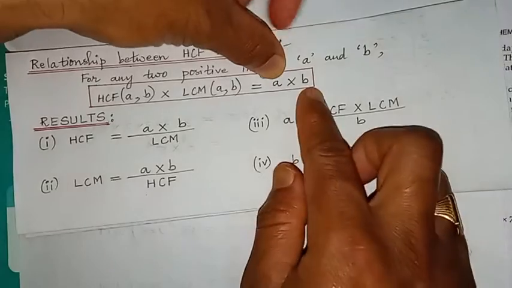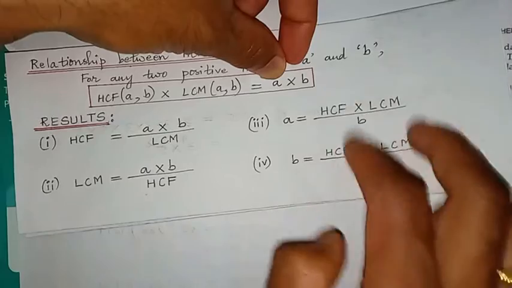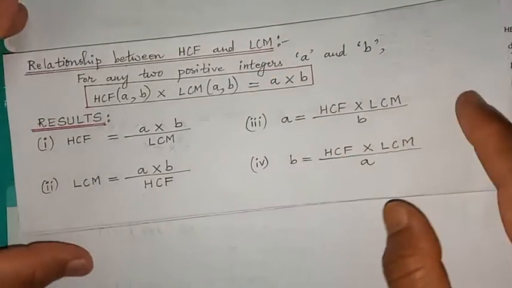And you can find B the same way. If you have to find B, then divide by A. If you have to find A, divide by B. But HCF and LCM will remain in the numerator. Okay, so I've explained this formula result.